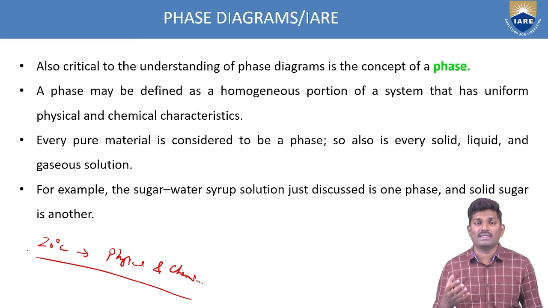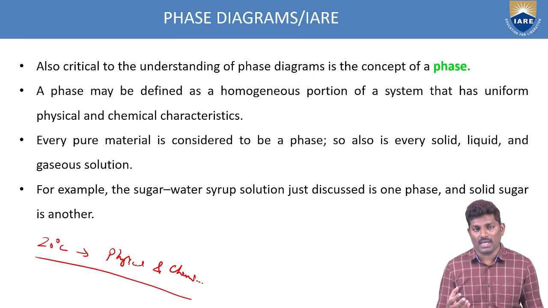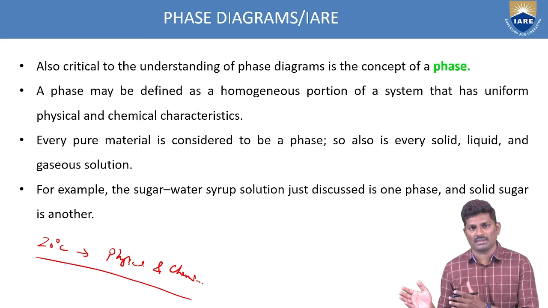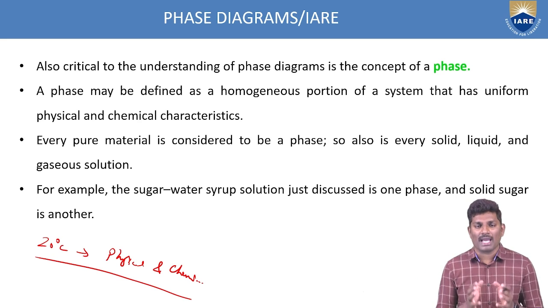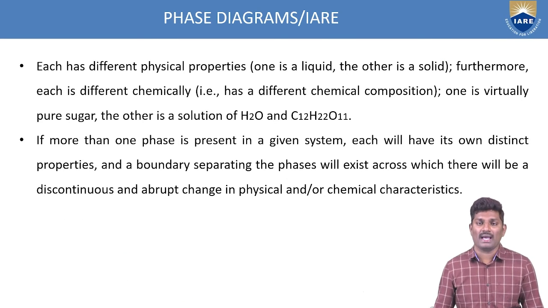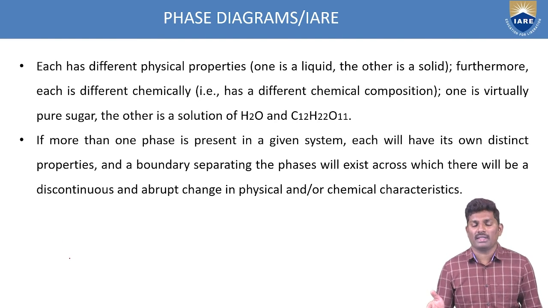And every pure metal is considered to be a phase. Okay, every pure metal, that means a solid, one phase, liquid, another phase, gas, another phase. Like that, every pure metal can be described as a phase. And the best example is what? Sugar with water syrup. So this is the best example of identifying the three different phases. And each has different physical properties. As we discussed with water, when it is in the solid form, when it is in the liquid form, and when it is in the vapor form, it has its own physical properties.